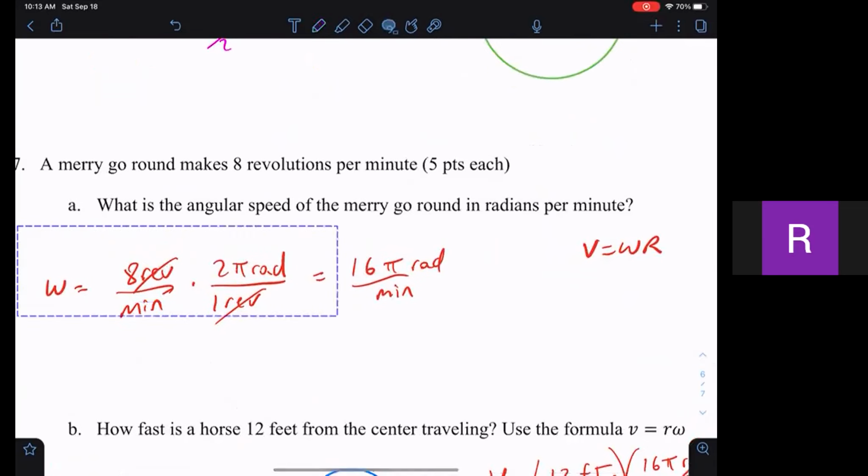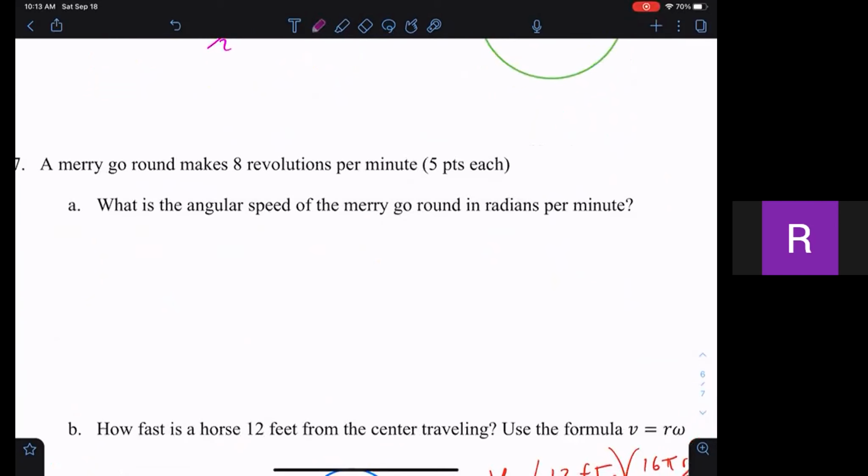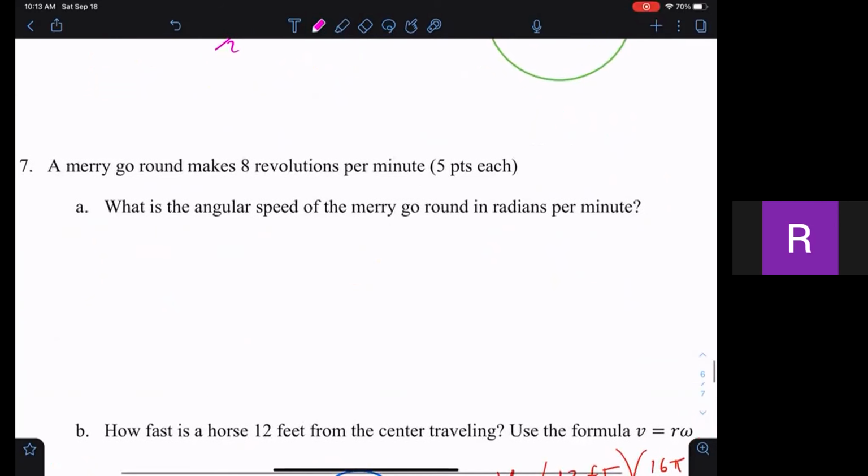So here, they're asking you, a merry-go-round makes 8 revolutions per minute. What is the angular speed of the merry-go-round in radians per minute? Okay. So first of all, they're asking me for omega, right? So in this case, I have 8 revolutions per minute. You have to remember this. One revolution is 2 pi radians, right?